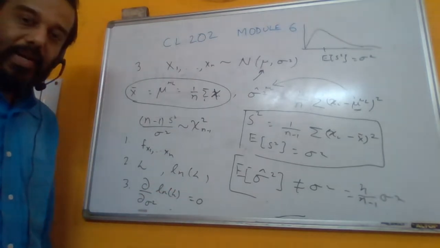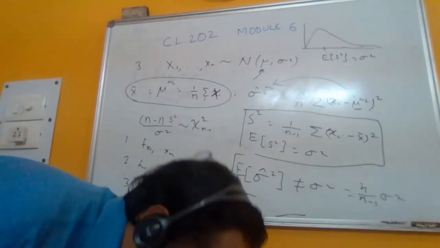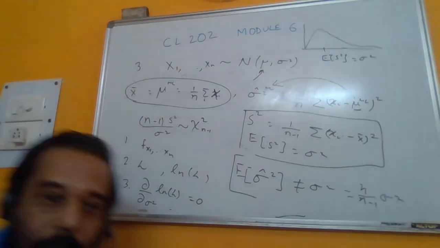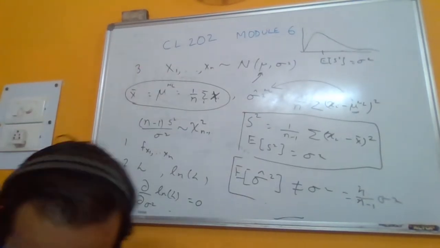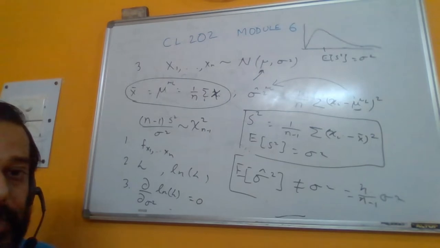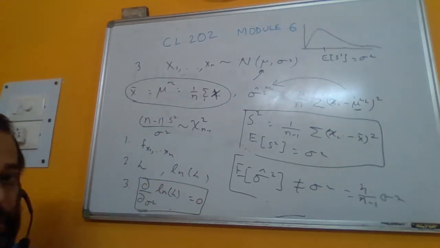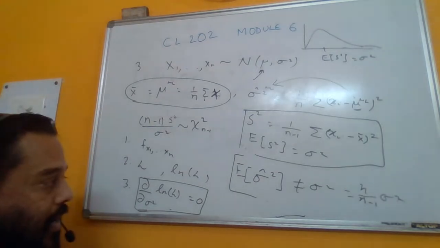And why is that? It is only this particular, am I visible? Okay, come. That's not very nice. That is because mu is known, so you don't have to do del by del mu.